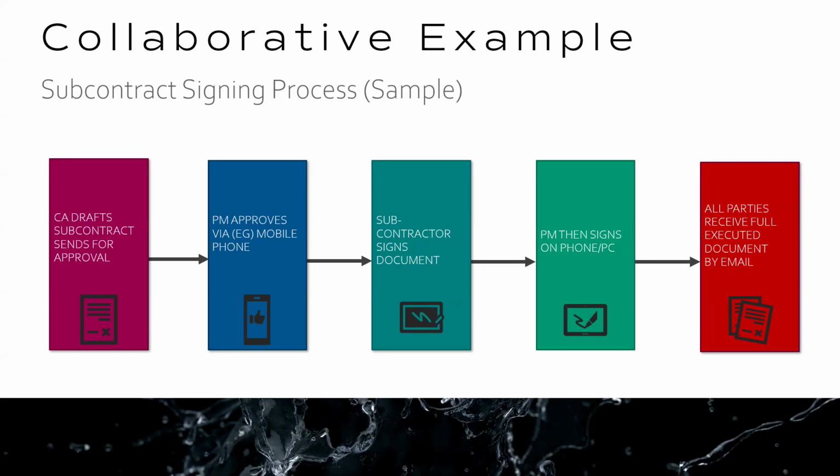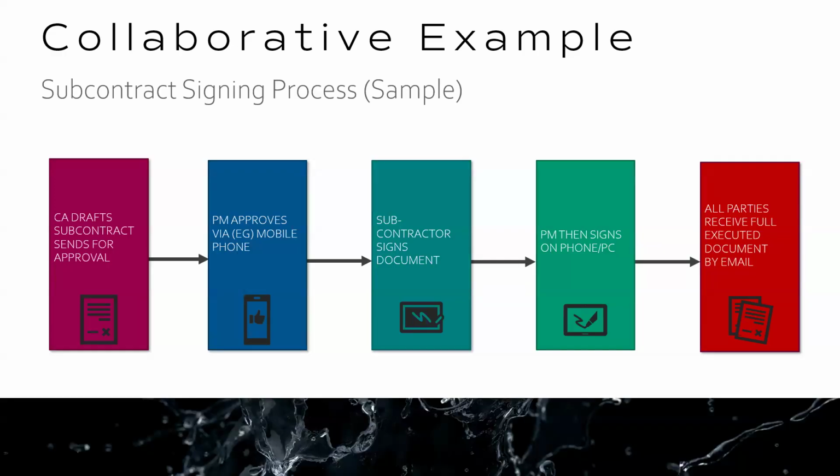The steps are a little bit different. Essentially the CA will draft up a subcontract, and then they might send it internally for approval. So the PM approves the subcontract. They can do it by their mobile phone if they want to. The document could then go externally to, say, the subcontractor or the vendor. They receive it for physical signing. Then it could come back to the PM for countersigning, and then all parties could receive a copy of the fully executed document.